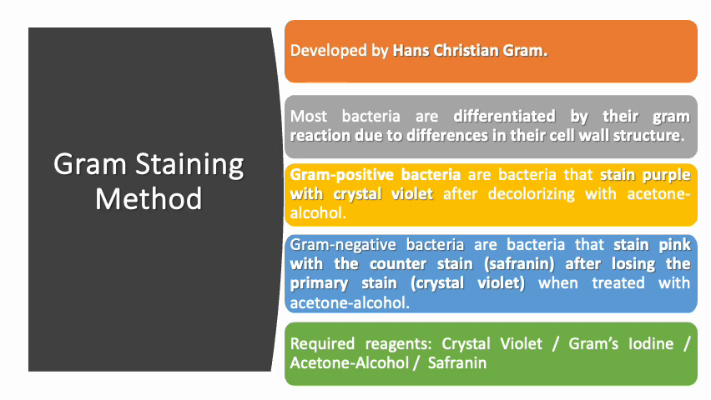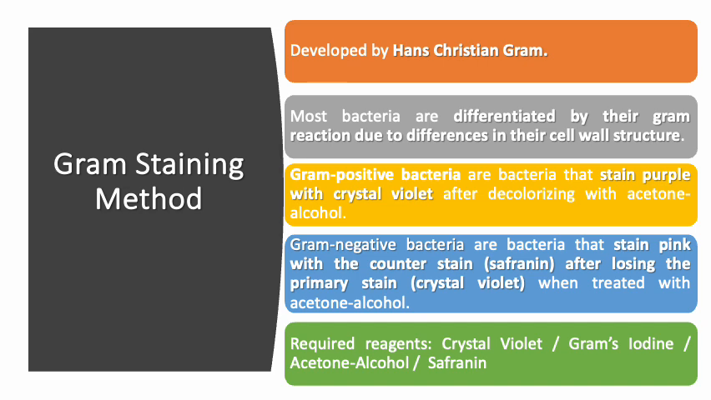Firstly is your gram staining method, which was developed by a scientist, namely Hans Christian Gram, in 1884. Now, most bacteria are differentiated by their gram reaction due to differences in their cellular structures. The most commonly used method to differentiate the major groups of bacteria, namely gram-negative and gram-positive bacteria, is this type of staining method.